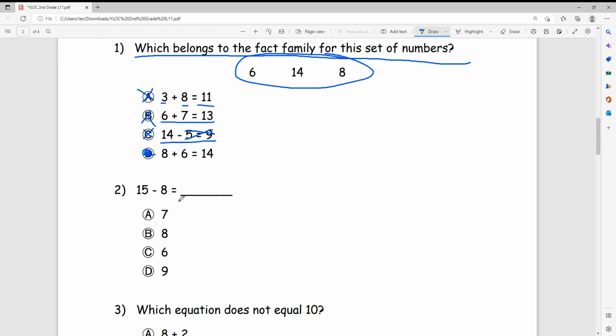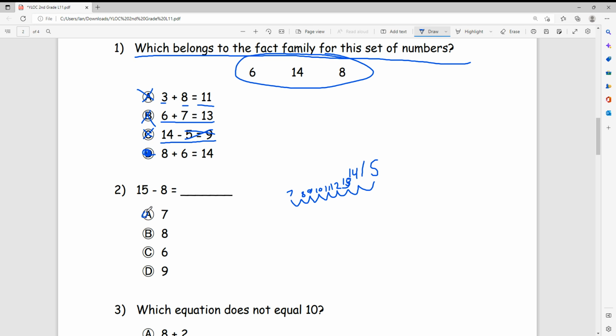So next is 15 minus 8. So 15. Go down by 8. So it's 1, 2, 3, 4, 5, 6, 7, 8. Count down 14, sorry, 13, 12, 11, 10, 9, 8, and 7.